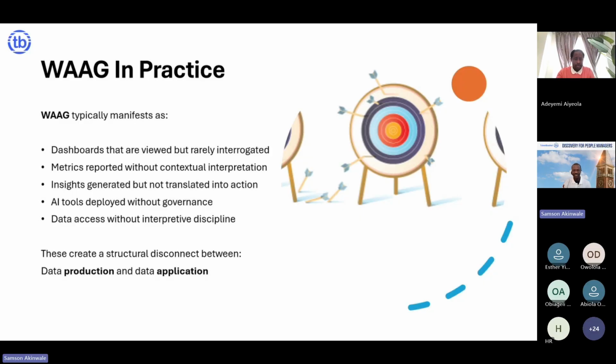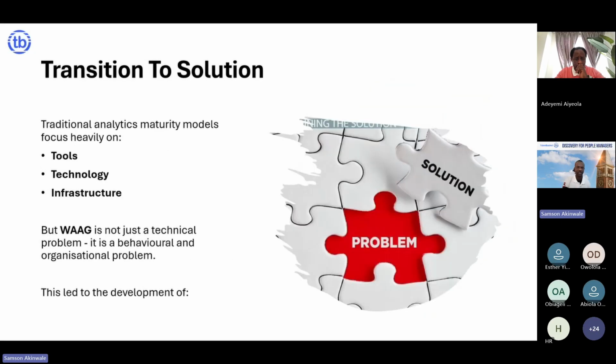Things are changing drastically, and to remain at the strategy table, where you are respected not just for who you are and your profession but also for what you bring to the table, you must consciously bring this to bear in your practice. So this creates a structural disconnect between the amount of data being produced and what percentage of that data is eventually put into application.